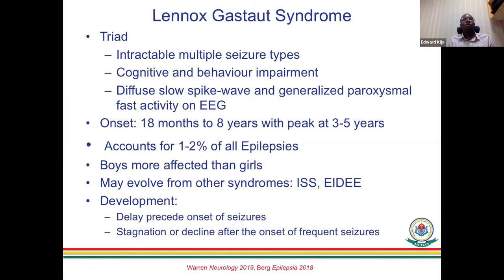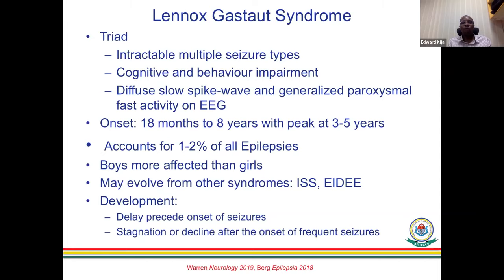The other most common childhood onset DEE is Lennox-Gastaut syndrome, which is a triad of three features. One is intractable multiple seizure types, which usually accompany cognitive and behavioral impairment. And the third one is the electrophysiological study, which shows a diffuse slow spike wave or generalized paroxysmal fast activity on an EEG. The onset is usually between 18 months and 8 years, with a peak at 3 to 5 years. This accounts for about 1 to 2% of all epilepsies. Again, boys are affected more than girls, just like in myoclonic atonic epilepsy.